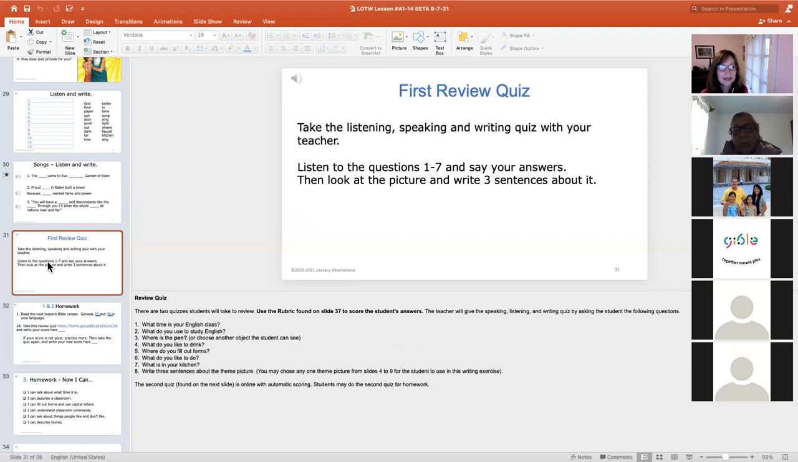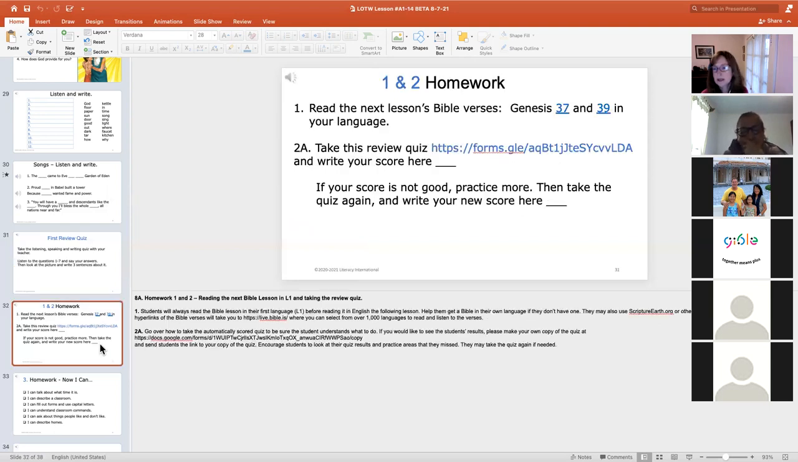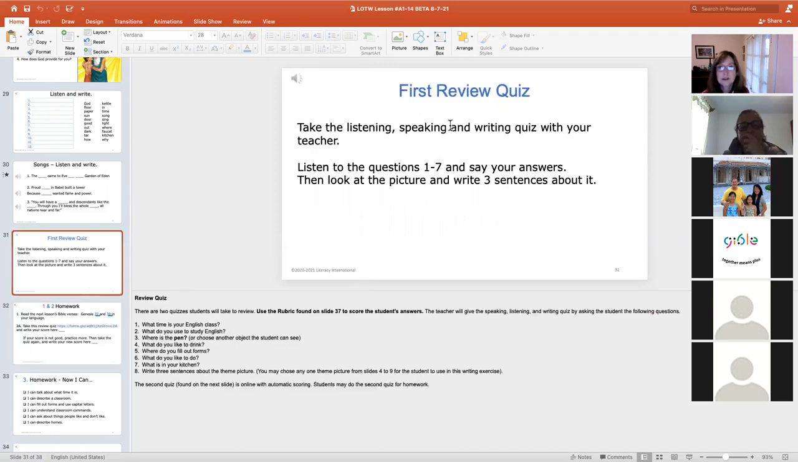Okay, and now we come to the first review quiz. So the first review quiz we can do during class time with the students. The second review quiz we typically give them for homework, because they can do it on their own and they can take it multiple times if they want. But this first review quiz, it says, take the listening, speaking, and writing quiz with your teacher. Listen to questions 1 through 7 and say your answers. Then you'll look at a picture and write 3 sentences about it.